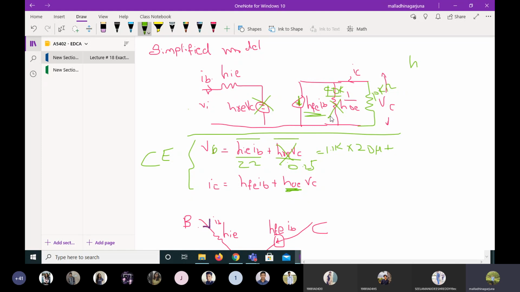Why? Because anyway you are taking the parallel combination. That parallel combination is approximately equal to 10k only. Of course that 40k is important, but it is not showing much difference. It's not showing much effect on your output voltage or output current.